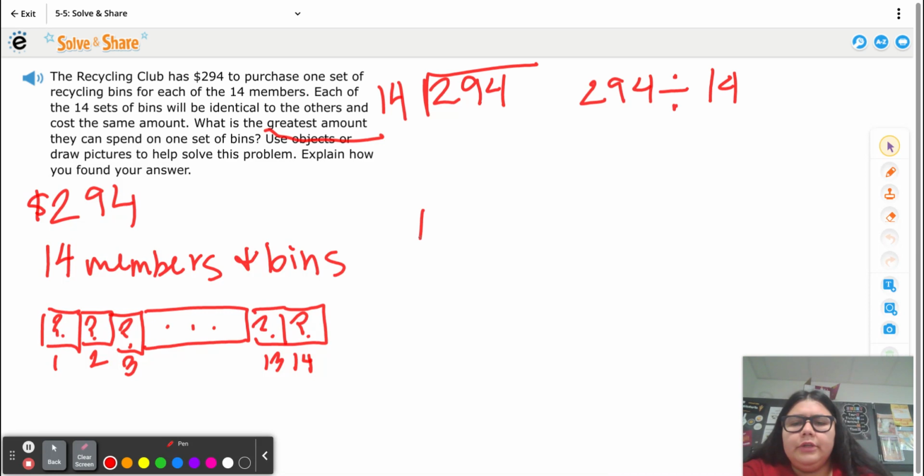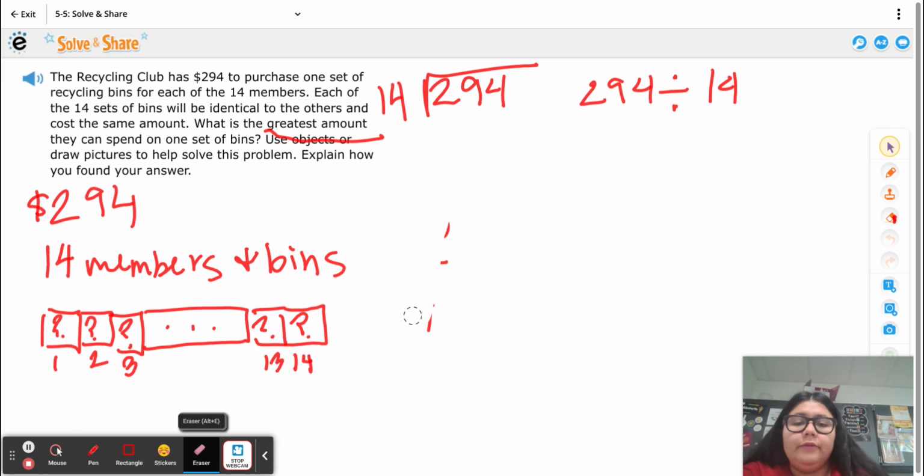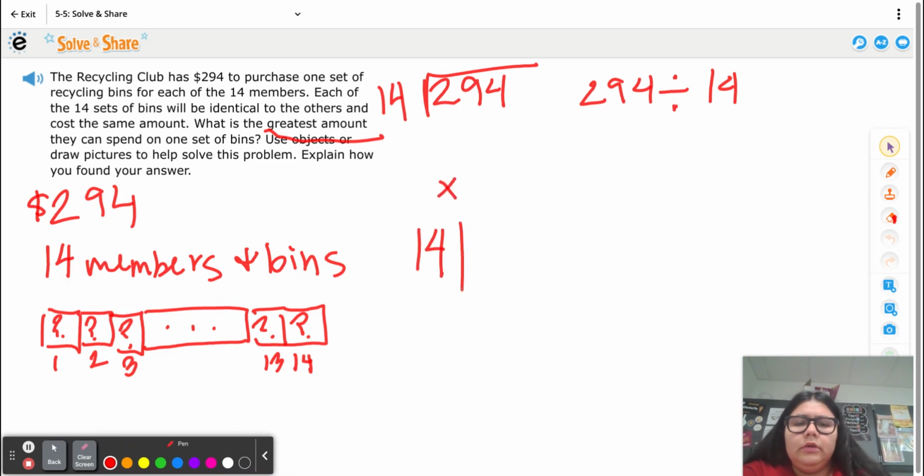That tells me my divisor is going to be 14, which I could set up like this. Or I could also keep it all together if I'm comfortable doing just 14. I'm going to go ahead and use 14 for this one. So 14, and then I'm going to multiply 14 by something to get to 294.